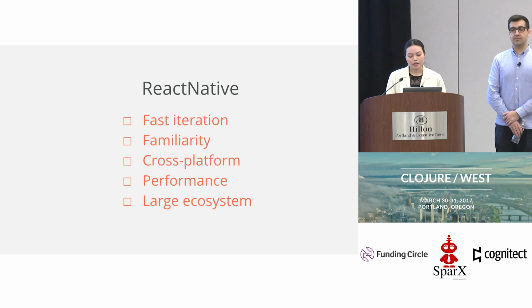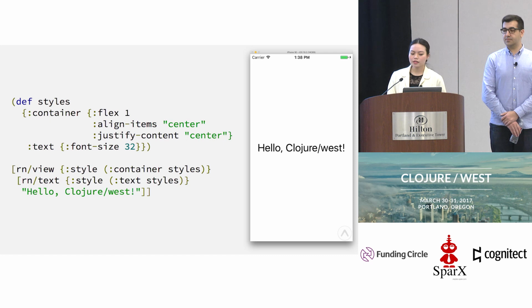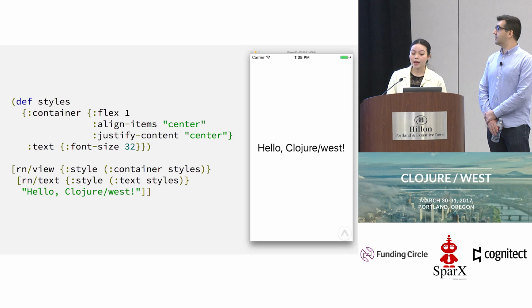If you have used React before, you probably know that on the surface, React looks very object-oriented and stateful. But underneath, it's very functional. And for that reason, ClojureScript and React work really well together. This is the same React Native code written in ClojureScript with Reagent. As you can see, it's much shorter and is way better to look at.